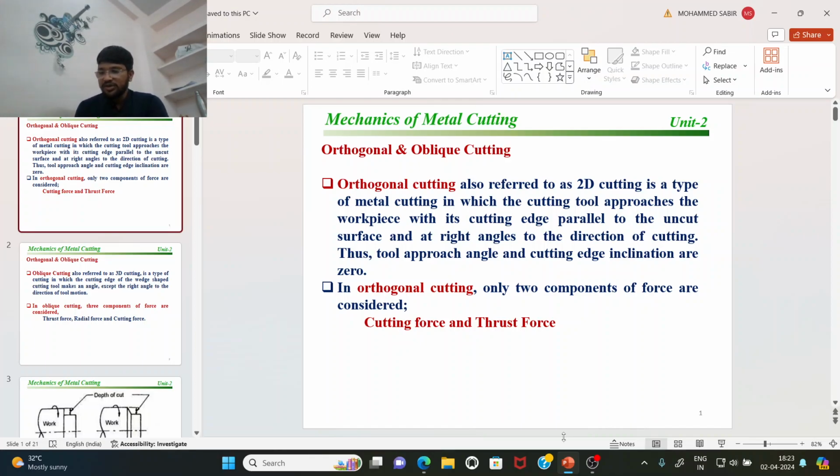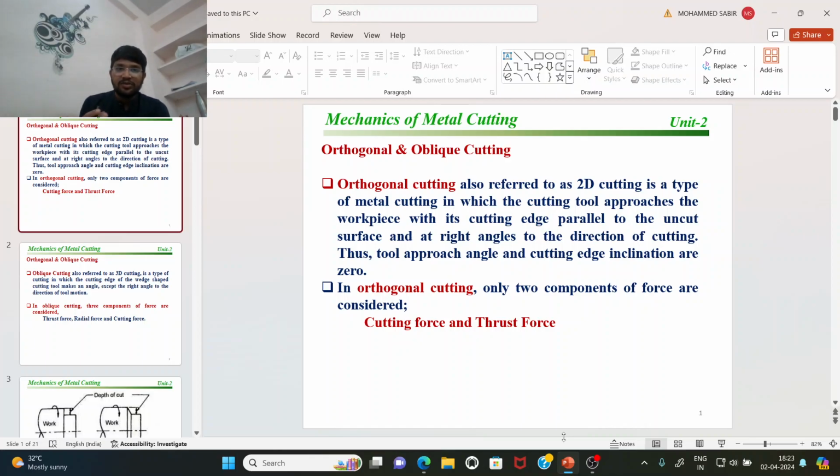Let's assume this is a simple workpiece, and this is a tool. The first need to cut the workpiece is that the strength of the tool should be much more than the strength of the workpiece. This is the first requirement to cut a workpiece by using a tool.